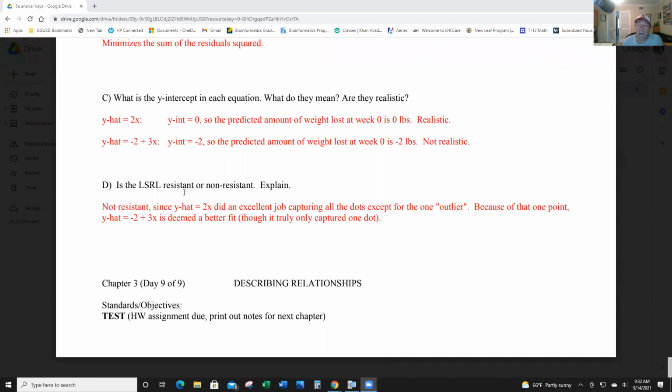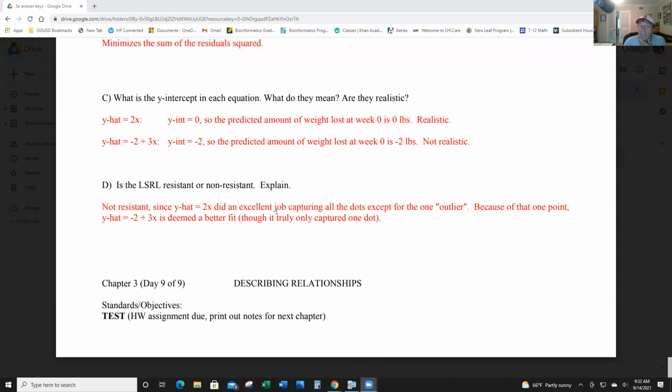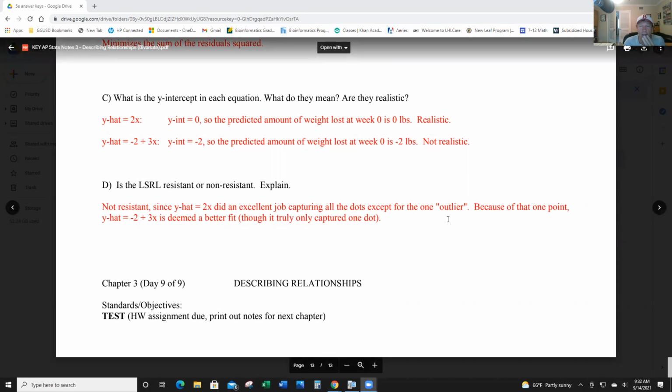Okay. And the last thing, is the least squares regression line resistant or non-resistant? Once again, it's not resistant. The y hat equals 2x line did a great job of capturing 4 of the 5 dots. You remember that. It didn't capture that outlier, if you recall. Because of that point, the least squares line is considered a better fit.